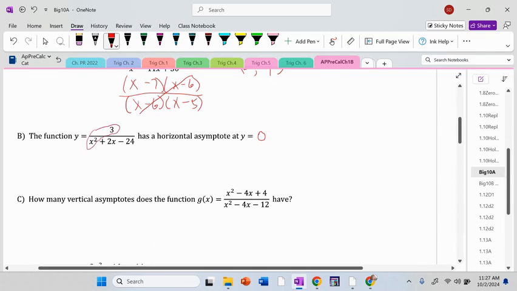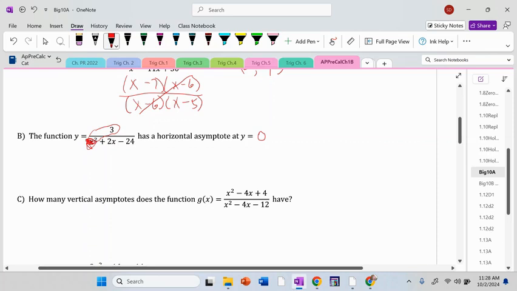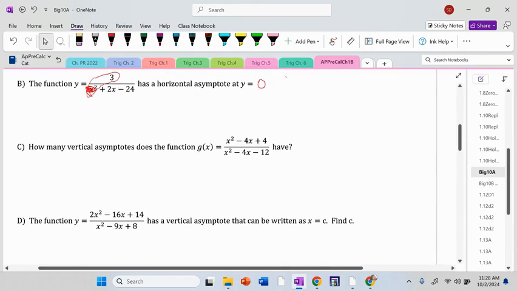You have to get out your rules and read them again after 7 days of talking about horizontal asymptotes. When the numerator's degree is smaller than the denominator, when I plug in a big number for x, 3 over big number squared is 0. That's why the end behavior asymptote is y equals 0. I'm moving on.